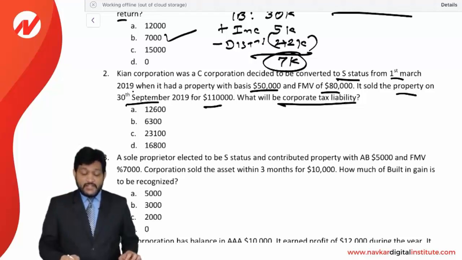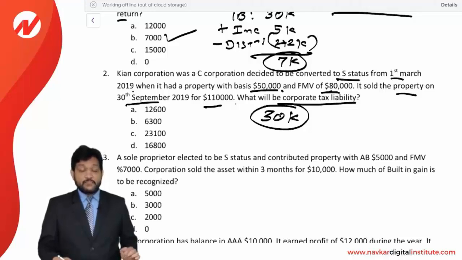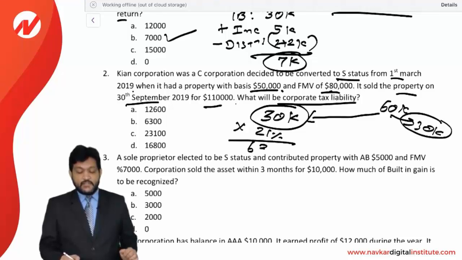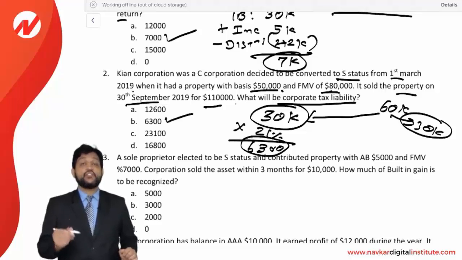See, there is a built-in gain: 50,000 and 80,000, so there is 30,000 of built-in gain. And this property has been sold for 110,000. So total gain will be 110 minus 50 is equal to 60,000. Out of 60, 30 is going to be built-in gain and the remaining 30 is going to be other gain, capital gain. This built-in gain is going to be taxed at a flat 21%. So 30,000 times 21% will be 6,300. So this is going to be the tax liability, 6,300 tax on built-in gain.